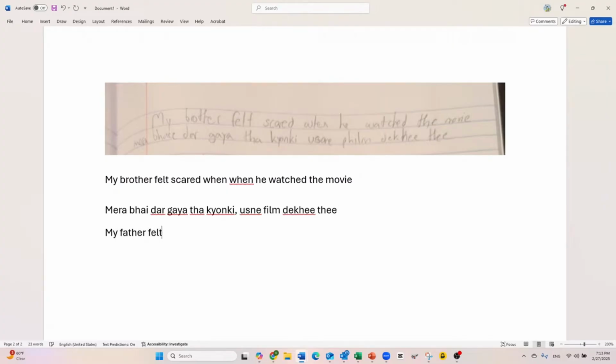Now, instead of saying this, if you said my father felt happy when he watched the movie. Okay, now you do not know the word for happy, so I want you to use the word happy and give me the sentence. My father felt happy when he watched the movie. मेरा पिताजी डर, remember, he's not scared. मेरा भाई happy गया था क्योंकि उसने फिल्म देखी थी.